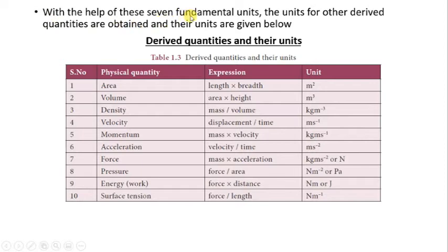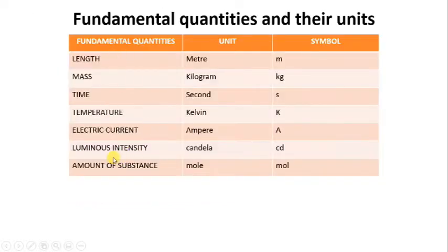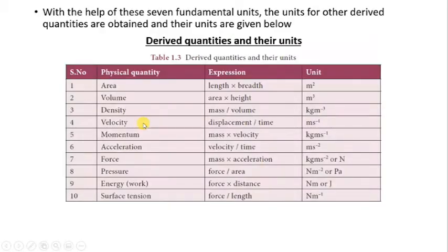With the help of these 7 fundamental quantities, the units for other derived quantities are obtained and their units are given in the tabular column. There are about 10 derived quantities which are derived from these 7 fundamental quantities. We can see them one by one. Area, expression is length into breadth, unit is meter square, small m square. Volume, area into height, meter cube.